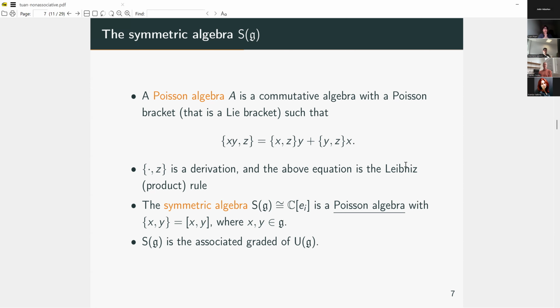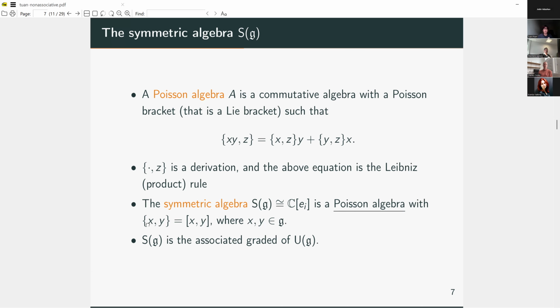So now the symmetric algebra S(G), as an algebra, is just isomorphic to commutative polynomials on the basis e_i, and it is a Poisson algebra. The Poisson bracket is defined by letting the Poisson bracket of x and y be the Lie bracket of x and y, where x and y are in G, and then you extend this to all of S(G) by the product rule.